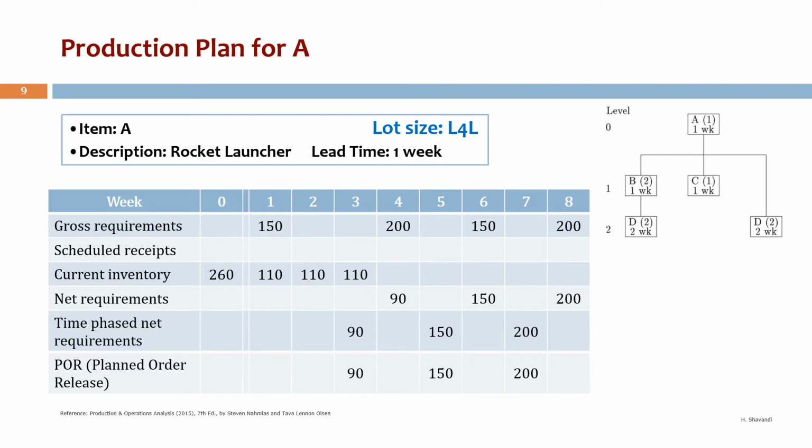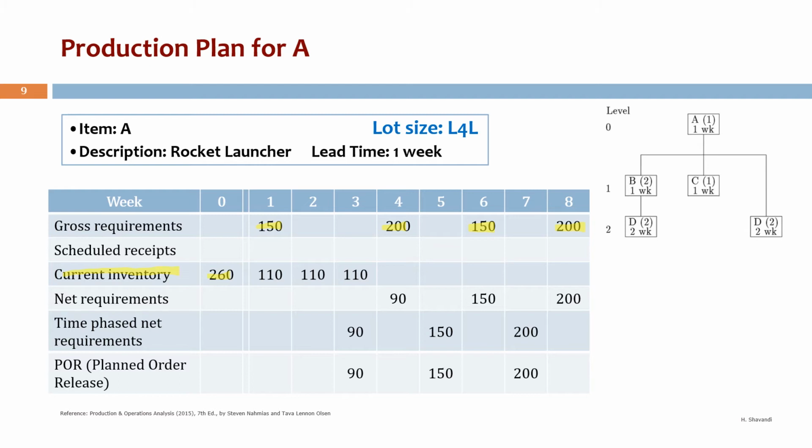For part A, the gross requirement, as we had in our MPS, we need 150 at week 1, 200 week 4, 150 week 6, and 200 week 8. Okay, and there were no scheduled receipts, but we have 260 items as our inventory on hand at the beginning of the planning horizon. This means we have 260 items at week 0.